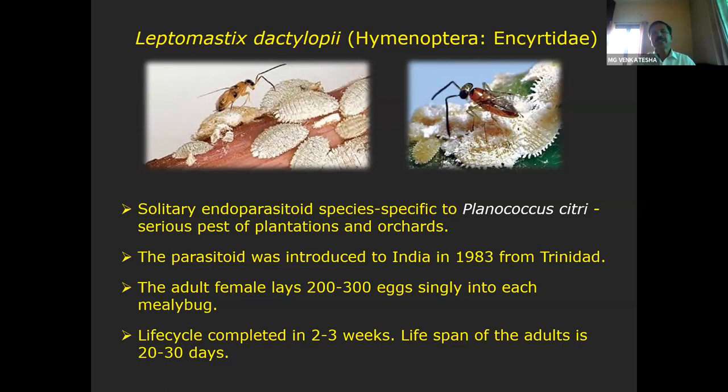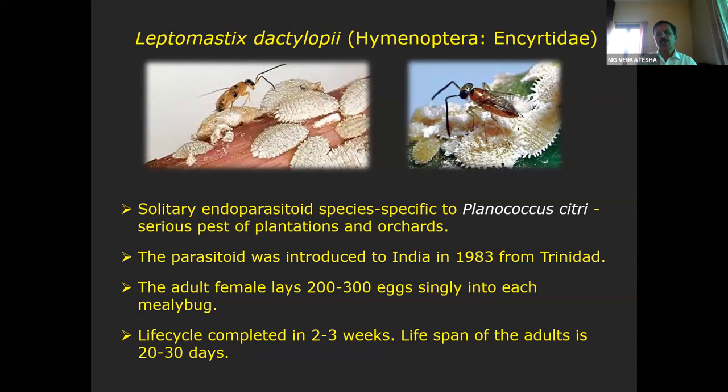And this is an endoparasite. The female will deposit an egg into the mealybug, and then the larva develops inside. It's a solitary parasite. One parasite larva develops inside the mealybug, feeds on the internal content, and kills the mealybug. So this Leptomastix dactylopii helped to control Planococcus citri in India, especially on citrus plants as well as on coffee.